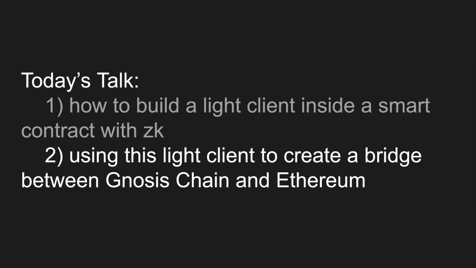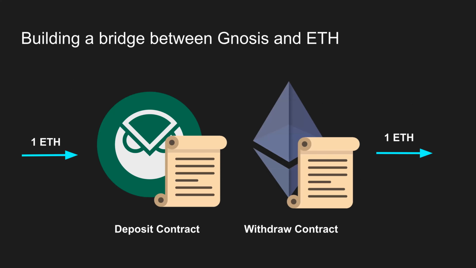Okay, so we talked about the light client, and now we're going to talk about how you actually use this light client to create a bridge between Gnosis Chain and Ethereum, or for that matter, any chain that uses ETH2 consensus and Ethereum. To build a bridge, on the Gnosis side you have a deposit contract, and on the Ethereum side you have a withdrawal contract that will call the light client contract.